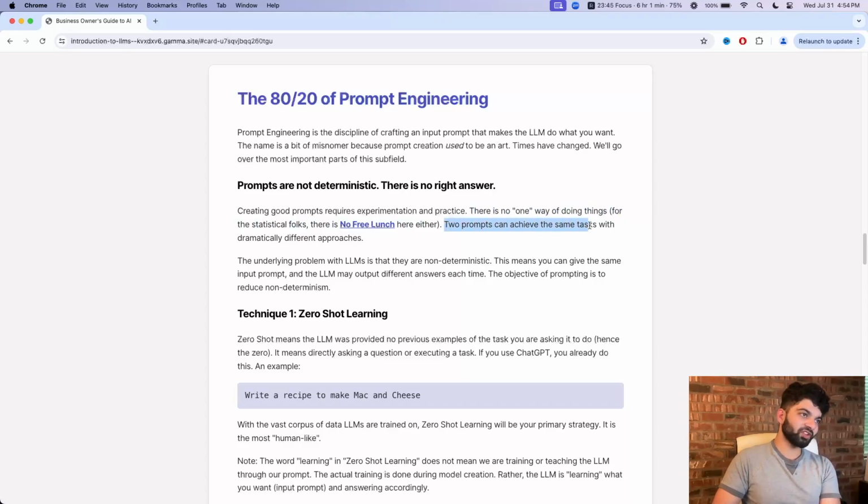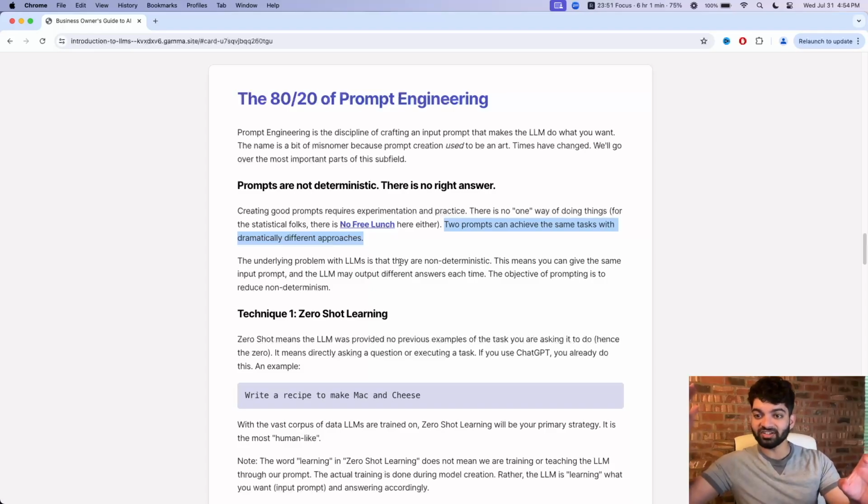And so two prompts can achieve the same task with dramatically different approaches. The underlying problem with LLMs is that they're non-deterministic, so same input doesn't guarantee same output. So our objective here is to move from non-determinism to determinism, so that no matter what kind of input the customer gives or you give, we're guaranteed to get the right answer. So it's a little theoretical here. Let's get into the techniques and be more concrete.